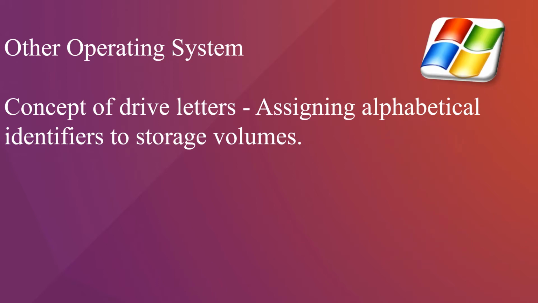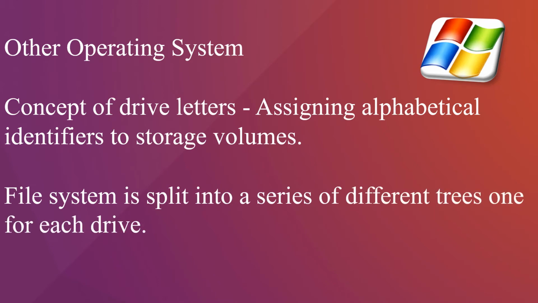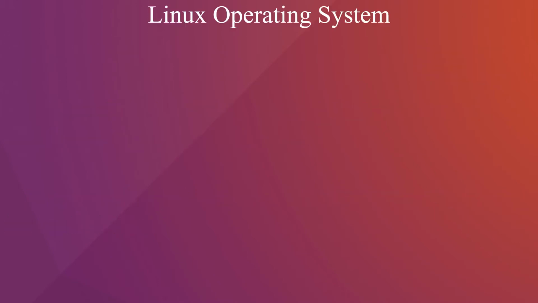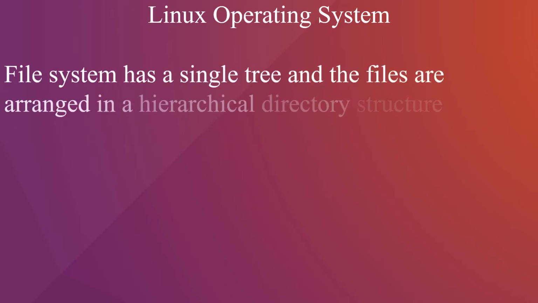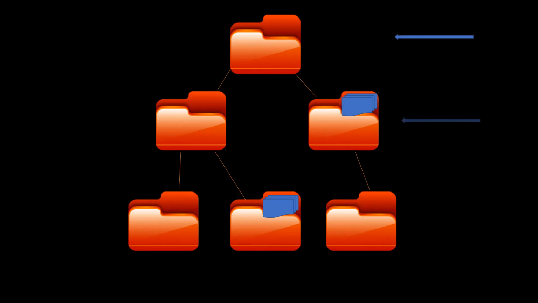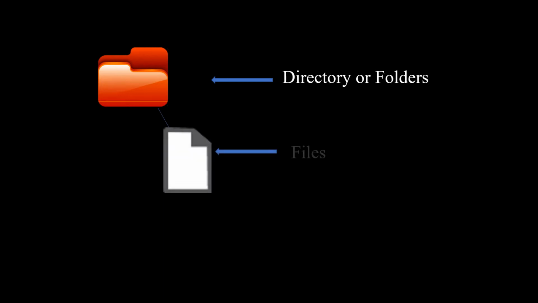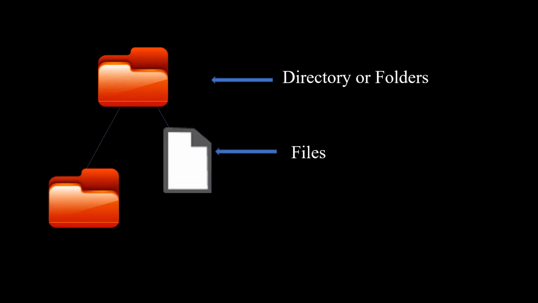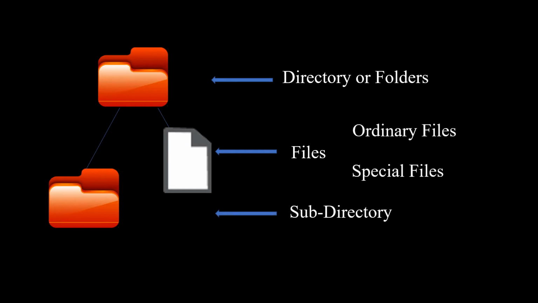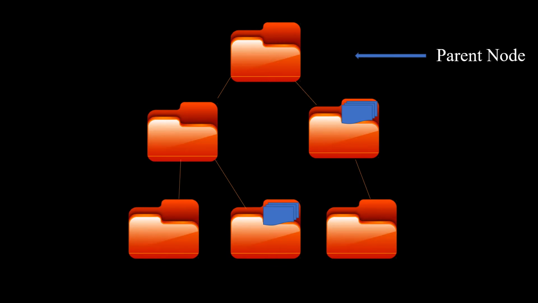The file system in these kinds of operating systems is split into a series of different trees, one for each drive. Whereas Linux does not employ the concept of drive letters. In the Linux operating system, the files are arranged in a hierarchical directory structure, which means elements are organized in a tree-like pattern. Here we can find a single tree. A directory, or folder as it is sometimes called in other operating systems, may contain files and other subdirectories. All the files, ordinary, special, or directory, are contained in directories. The tree-like pattern of the directory structure has a single parent node, and all other directories are contained below it.